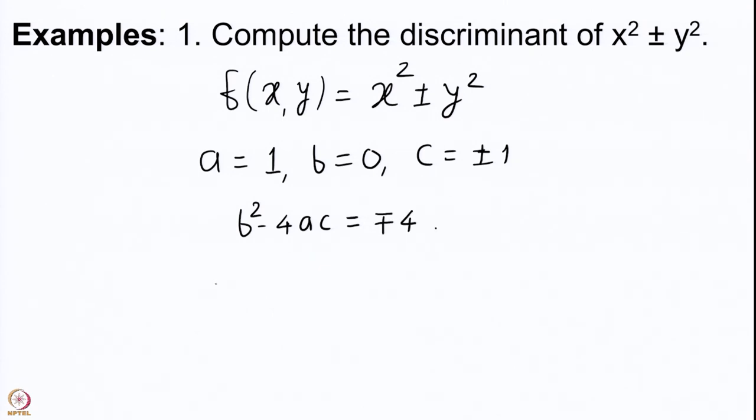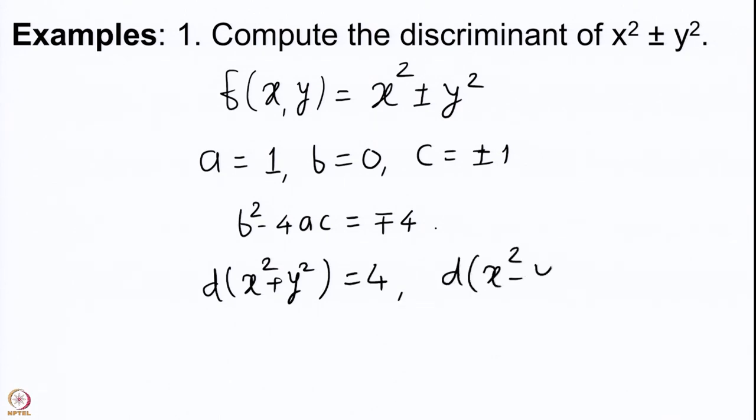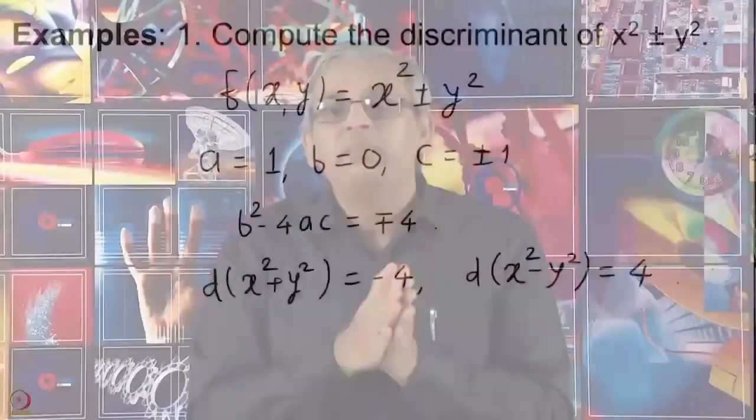That means the discriminant of x square plus y square is minus 4, and the discriminant of x square minus y square is 4. This is very funny, because when we had plus sign in the form, the discriminant was negative, and when we had negative in the form, the discriminant is actually positive.